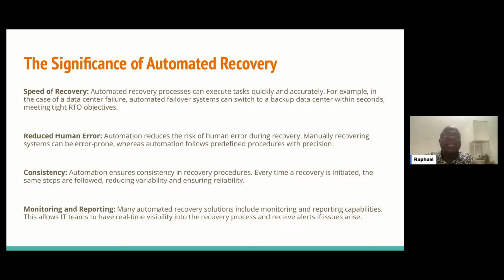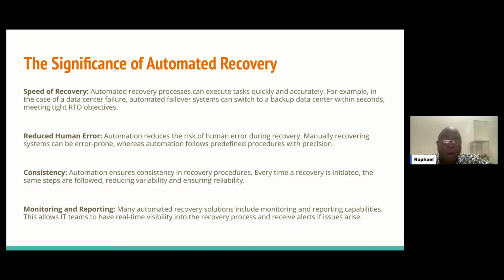Okay, the significance of automated recovery. What is the benefit of automated recovery? Because at the end of the day, you want to be able to recover from any data loss, putting into checks your RPO and RTO. So the significance, one of the things we'll first of all look at is the speed.